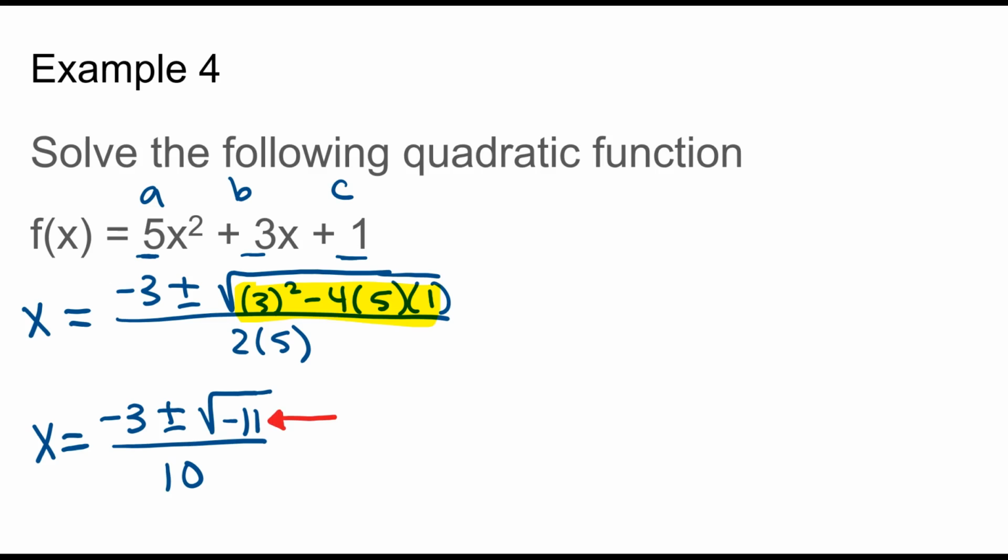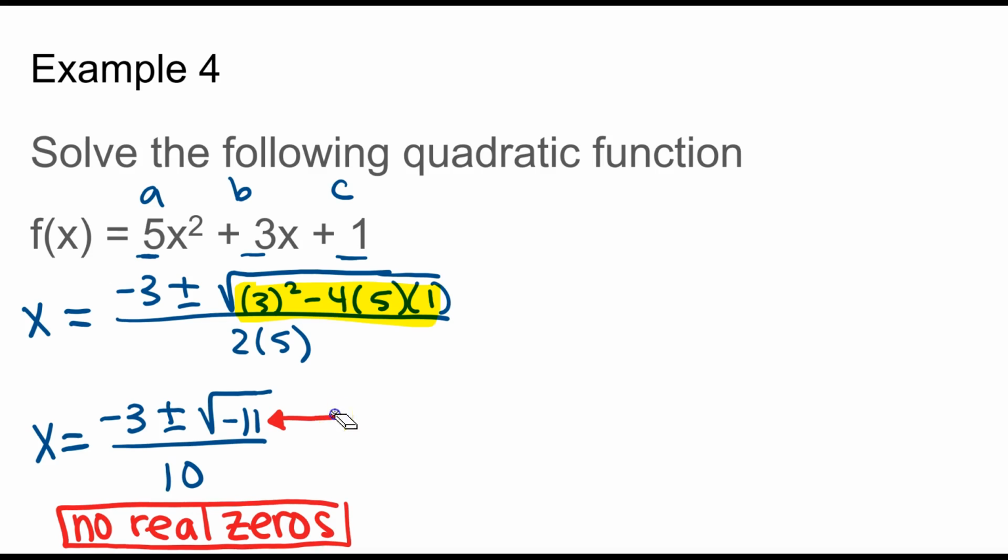This is not a real number, so the solution here is no real zeros. But sometimes you're going to want to simplify it even more. Maybe they want to know the imaginary number. If that's the case, we know how to simplify this. It would be negative 3 plus or minus i square root 11 over 10. If you're not sure how I got that i, go back to the simplifying radicals video and imaginary numbers.